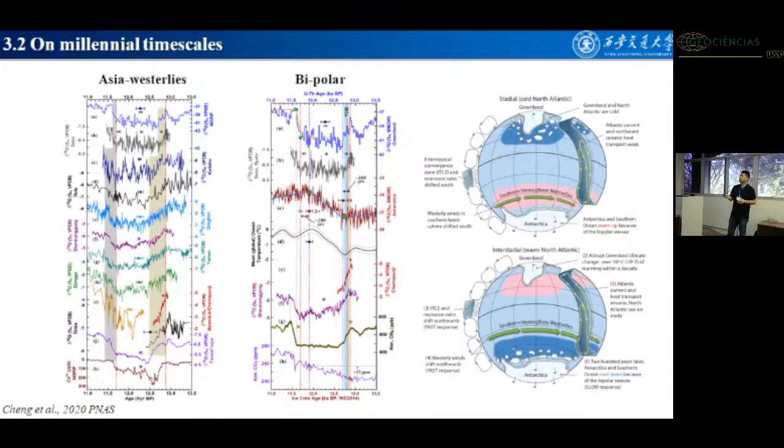We also compare this north and south bipolar ice core record. You can see that when Greenland cools down at the beginning of the Younger Dryas, after about 200 years Antarctica starts warming. So this is the bipolar seesaw. We can see it very clearly from this close comparison.